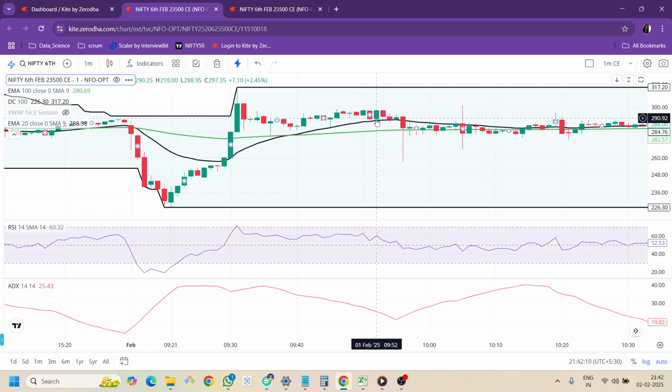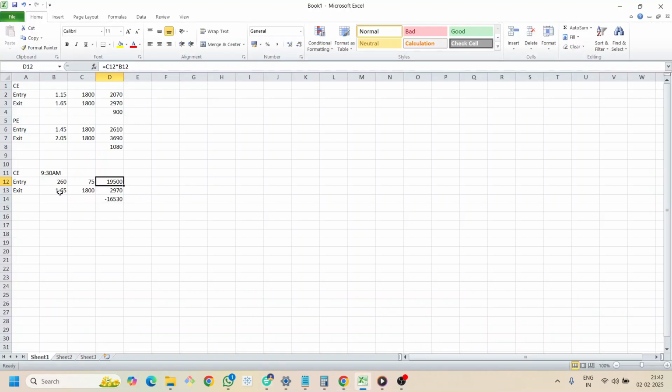Here, if you could see, it's very close to your black line. What I'll do, I'll try to exit here. It means 290 rupees. Let's put it as an average of 290 rupees, and my lot size is 275. So if I paid 19,500, if I exit here I would get 21,750, and my profit is 2,250 rupees.